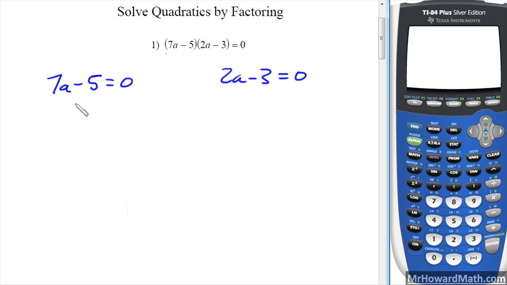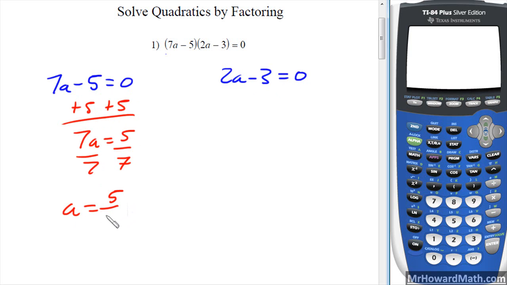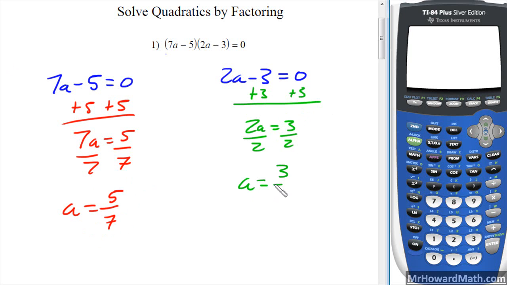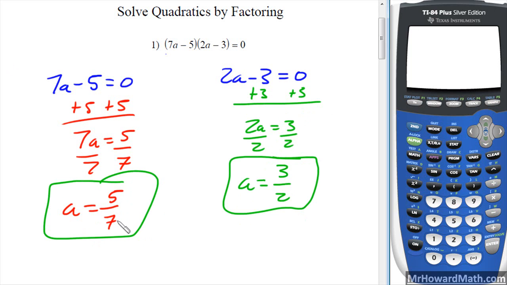So we'll set the first factor equal to 0, add 5 to both sides, 7a equals 5, divide by 7, and we get a equals 5/7. So in other words, this parabola crosses the x-axis at 5/7. Then we solve the second factor, so we add 3, get 2a equals 3, divide by 2, and we get 3/2. So this parabola has solutions at 3/2 and 5/7. That means it crosses the x-axis at an x value of 5/7 and 3/2.